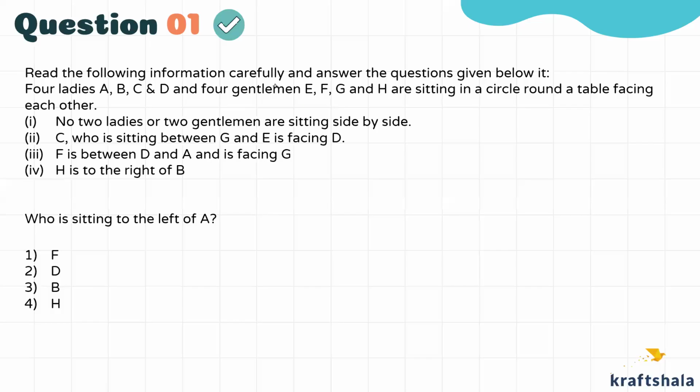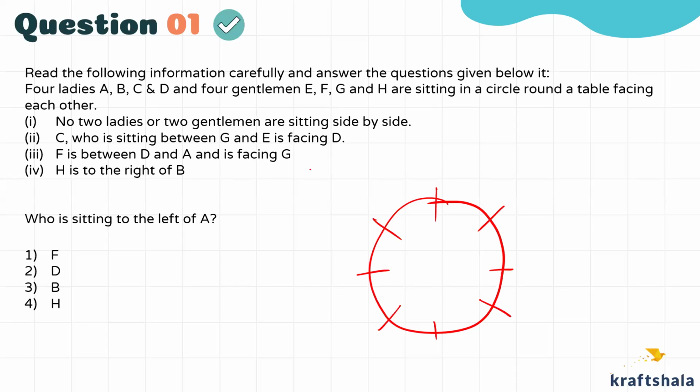All right. So many people have responded. There's a circle and there are 8 people sitting. And they are sitting alternately because no two ladies or gentlemen are sitting side by side. So C, who is sitting between G and E, is facing D. So let's start with C here. Now C is a lady.